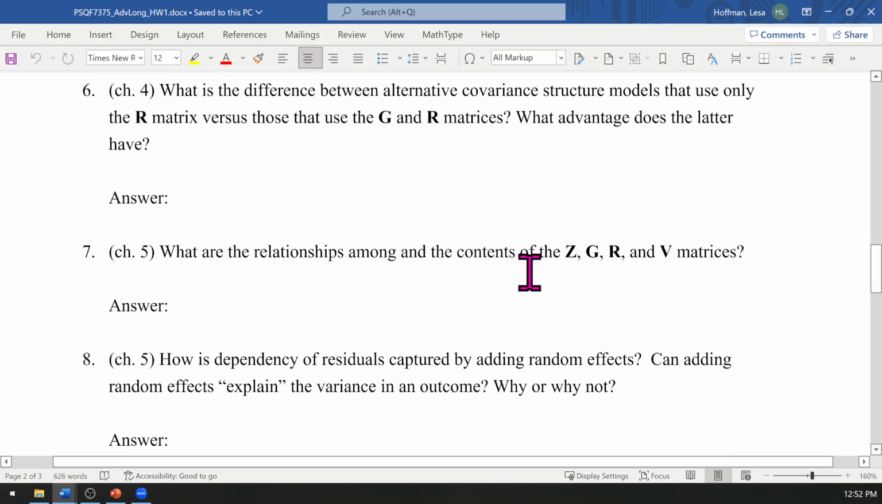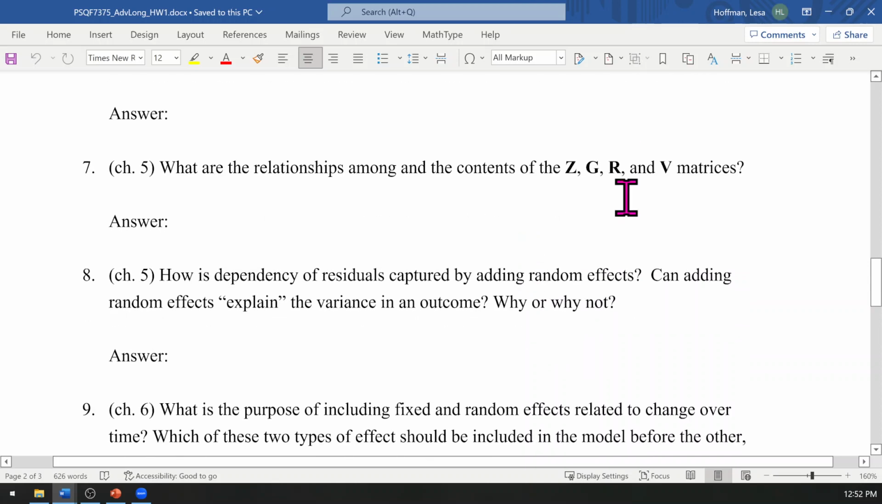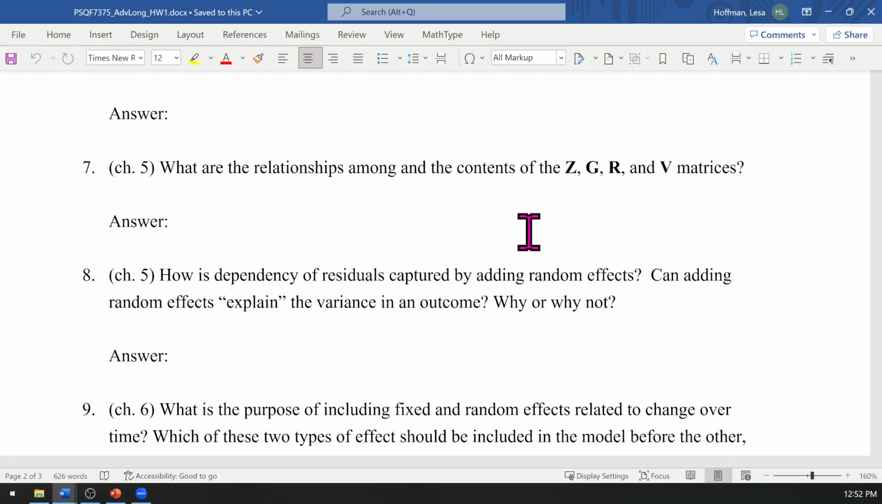All right. More vocabulary then. Let's add some more letters to our list. Question 7. What's in Z? We did G and R already, and V. How do these things relate to each other? Is V just G and R combined?